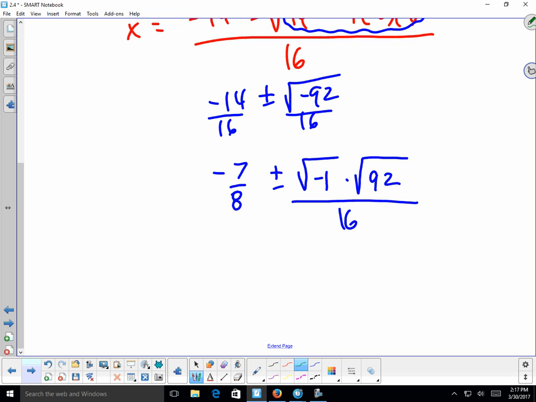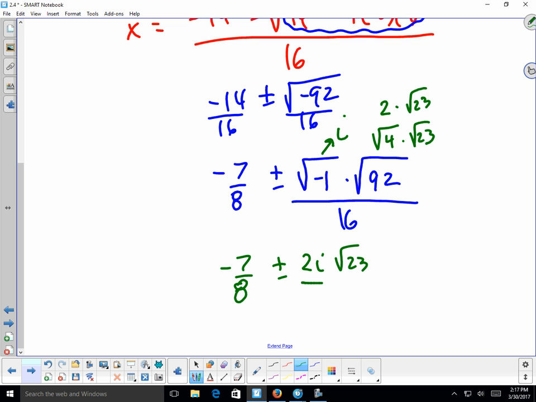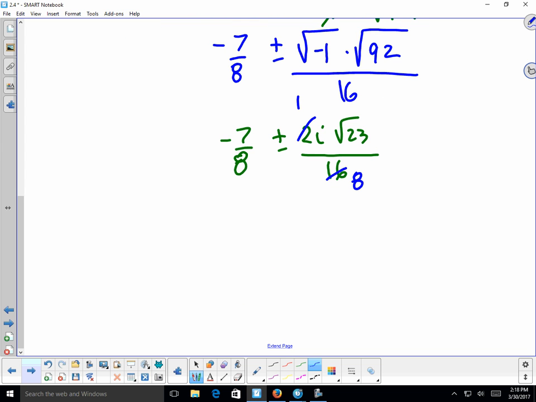4 and 23. 4 times 23, so I'm gonna write this as square root of 4 times square root of 23. Square root of 4 is 2, so I got 2 times square root of 23, but don't forget I also have the square root of negative 1, which is i. So I would write my answer as negative 7/8 plus or minus 2i root 23 over 16. Does that look okay? And then I can reduce this 2 with this 16, and I like my final answer as negative 7/8 plus or minus square root of 23 over 8 i.